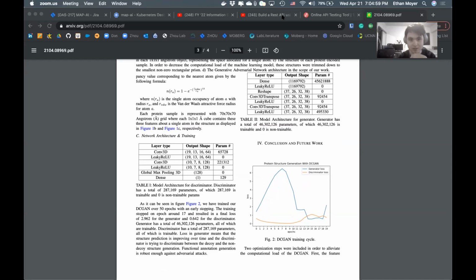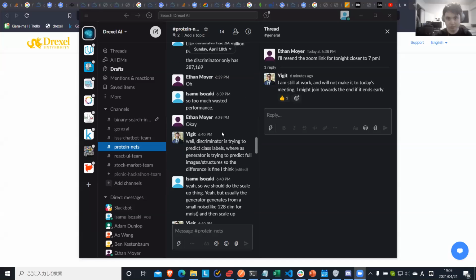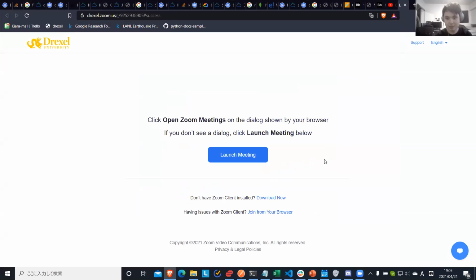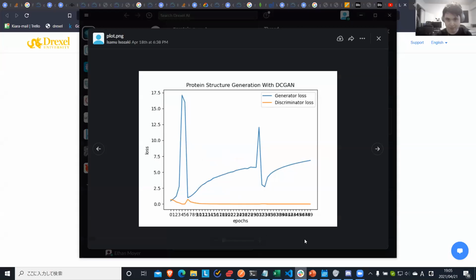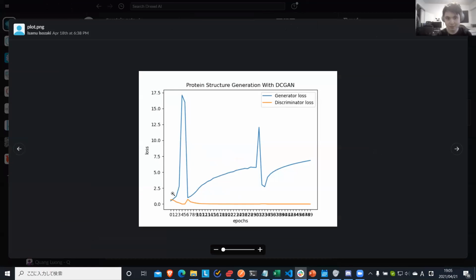I forgot. Protein nets, you want to share your screen? Yeah, for sure. So for the original architecture, somewhere here, we have this curve. Basically, this is a generator which generates images. This is a discriminator. So the problem here is that the discriminator fits within the first 10 epochs or so, and it's already fully trained.